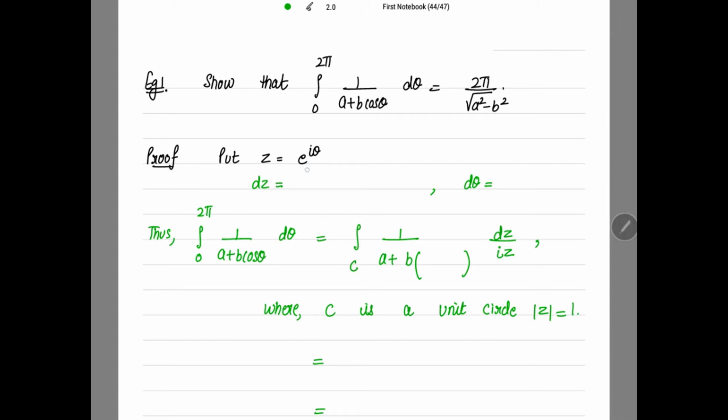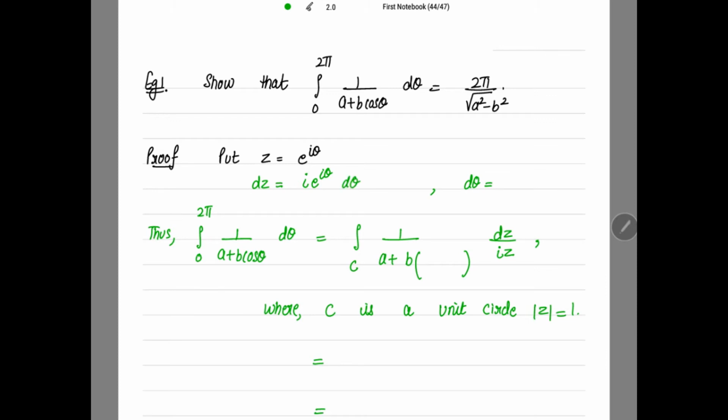And z equal to e to the power iota theta is your polar form. So first ensure the limits are from 0 to 2 pi, and then put your z equal to e to the power iota theta, right? So what is dz then? This is equal to e to the power iota theta times iota d theta.